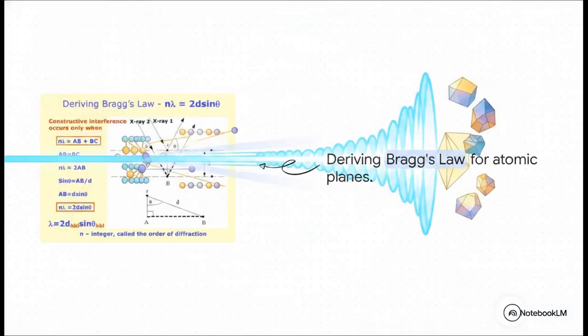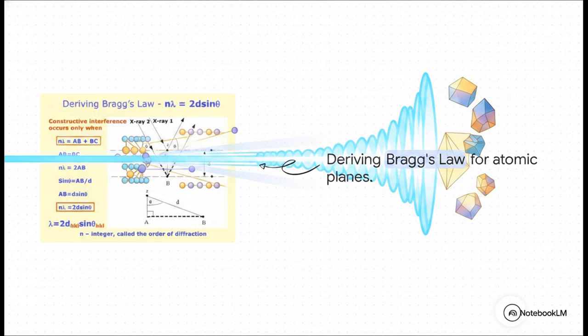Think about the parallel planes of atoms inside our crystal, separated by a physical distance we'll call d. So X-ray number 1 hits the top layer and bounces off. Simple enough. But X-ray number 2? It has to travel deeper into the crystal to hit the second layer. That means it travels an extra distance. Specifically, that path segment A to B plus B to C. And thanks to some basic trigonometry, we know that extra path length equals 2d sine theta.